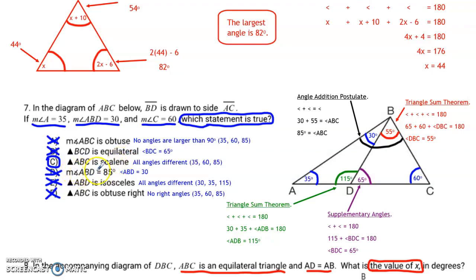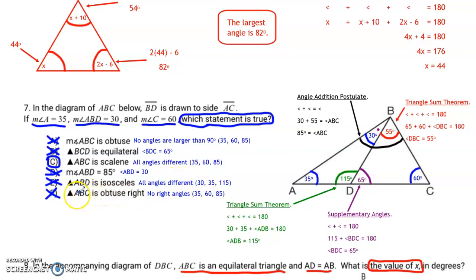This says the measure of angle ABD is 85 degrees, but that's not true because angle ABD is here. That angle, of course, is 30 degrees, not 85 degrees. This says triangle ABD is isosceles. ABD is this triangle that's here. I see this angle is 30, this angle is 35, and this angle is 115. Isosceles means 2 angles are congruent, but all angles are different here, so that's no good.